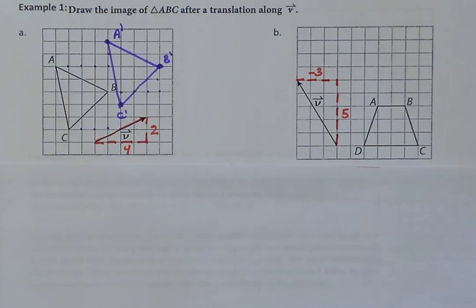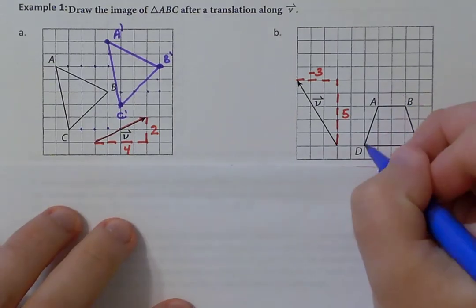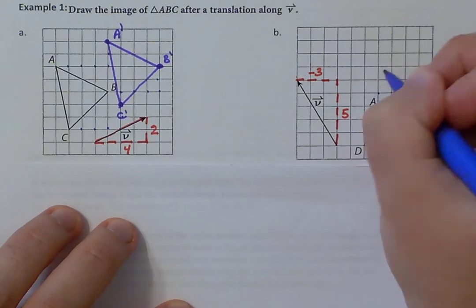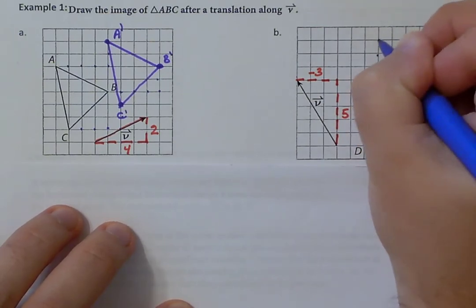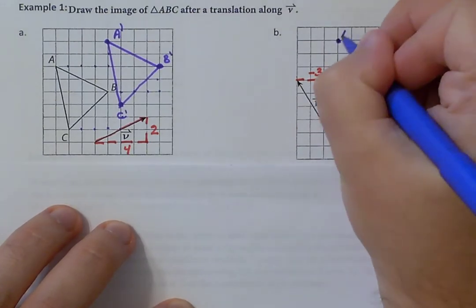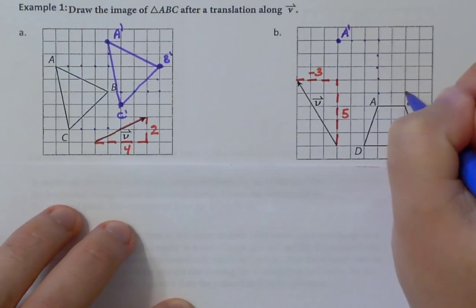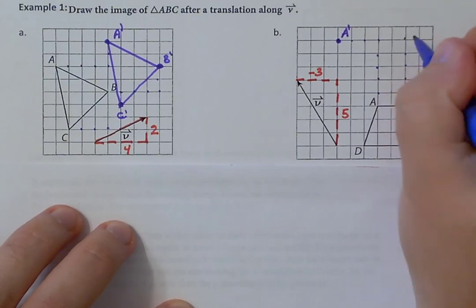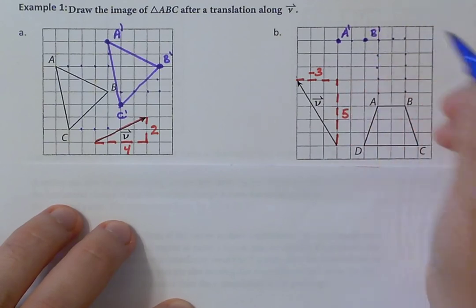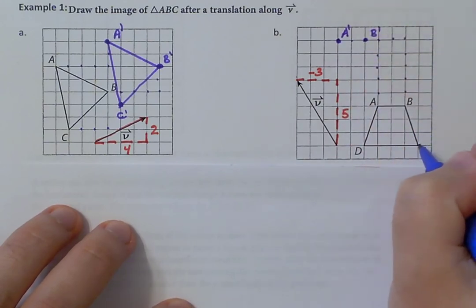All right, so now at this point, all you have to do is go through and move all of your points up 5 and then back 3. So if we go through and do that, let's start with A. So up 1, 2, 3, 4, 5, and then back 1, 2, 3. So that's point A prime. Then B is up 1, 2, 3, 4, 5, and back 1, 2, 3. And then we're going to go through and do that for the others.